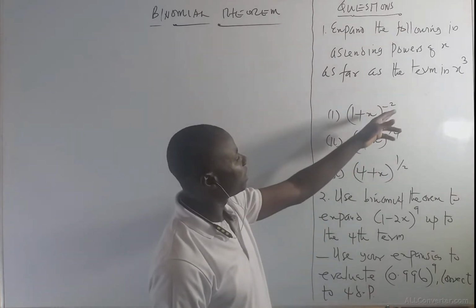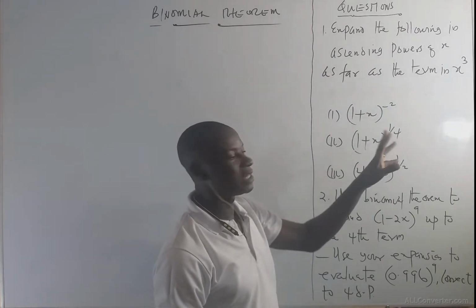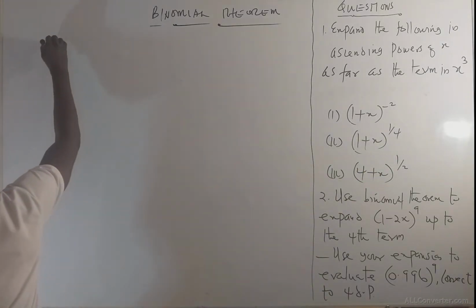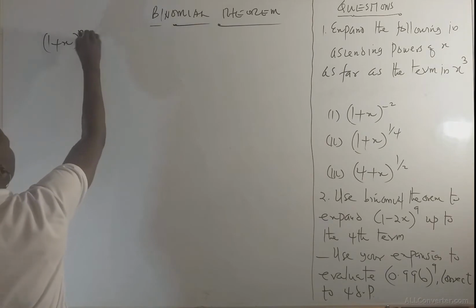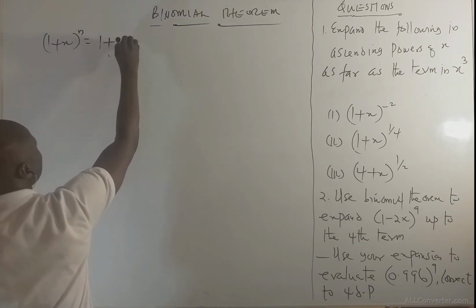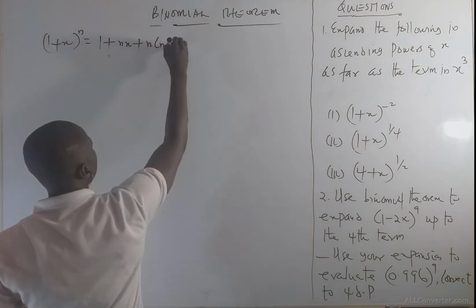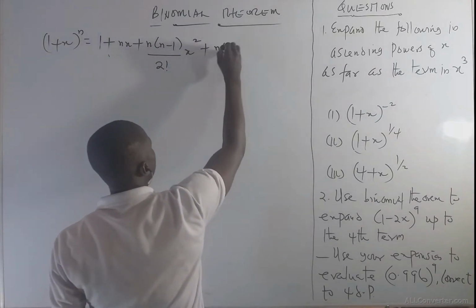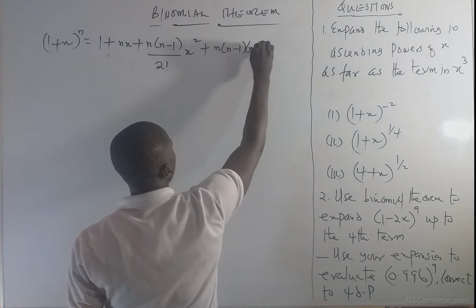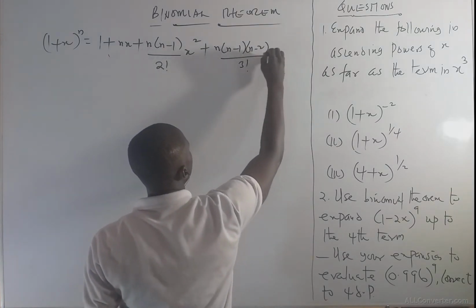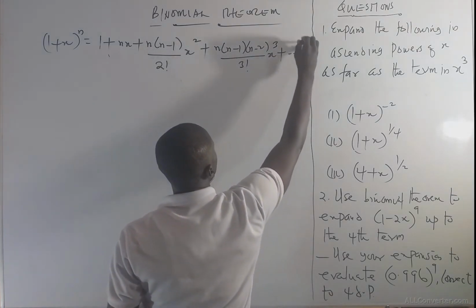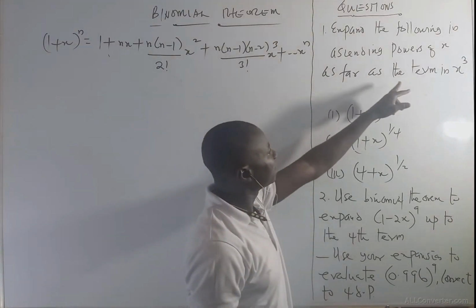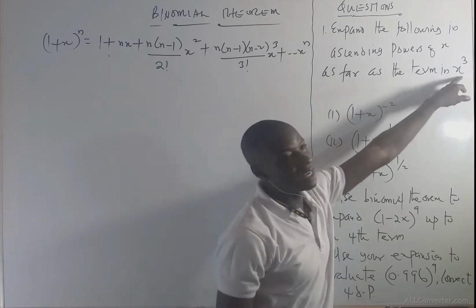So when you look at this, you realize that the exponents are not positive integers. Therefore, we are supposed to use the expansion (1 + x)^n. If you remember, this is the same as 1 + nx + n(n - 1)/2! x^2 + n(n - 1)(n - 2)/3! x^3 plus up to x^n. So don't forget that we have to expand as far as the term in x cubed.